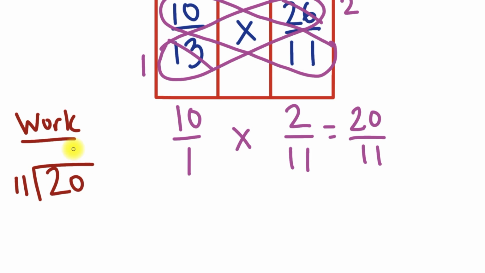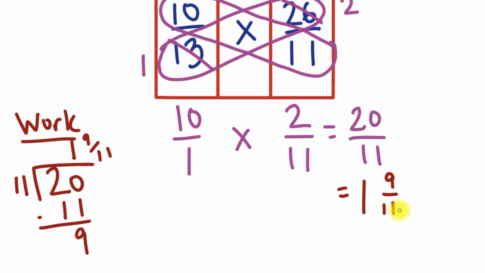11 can go into 20 one whole time. And 1 times 11 is 11. When I subtract that, I'll get 9. And this is my remainder, which means it's going to be my numerator in my mixed number. We've got 1 and 9 over our divisor, which is 11. So this equals 1 and 9 over 11. So we got the same exact answer as last time, but it was way quicker. So if you can, I highly recommend cross-canceling.